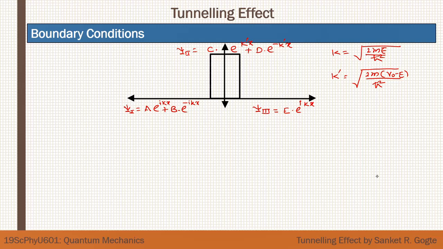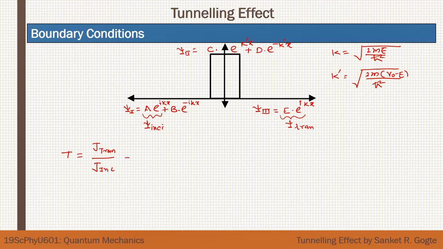Now to find the transmission coefficient t, this is going to be equal to j transmitted, the probability current density of the transmitted wave, divided by j incident. Here j incident is the probability current density corresponding to the first term in the solution in the first region, psi incident, and j transmitted corresponds to psi transmitted, the wave function corresponding to the transmitted wave.